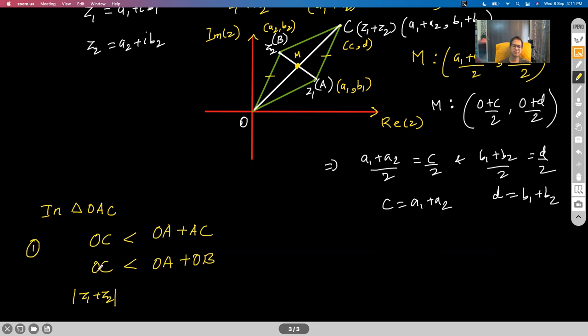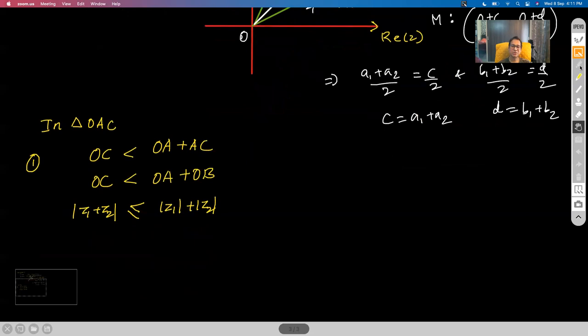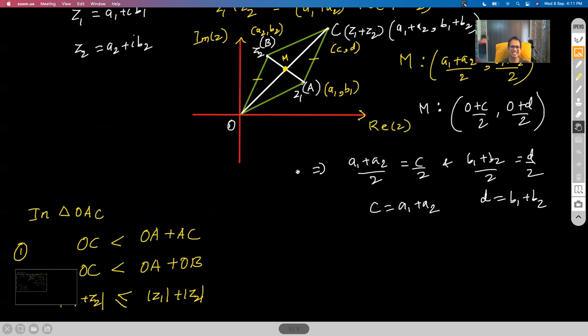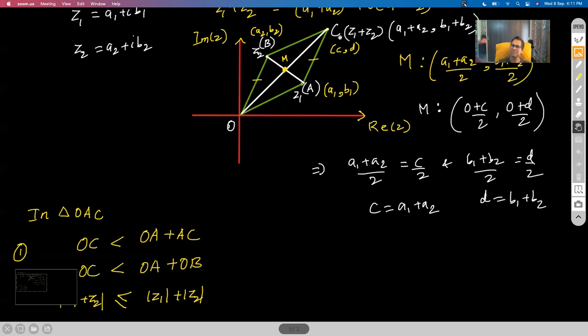So here I'm claiming that mod of Z1 plus Z2 will be less than mod Z1 plus mod Z2, but with a small modification, I say it is less than or equal to, right? Now, why less than or equal to? Because it is not necessary that OAC will definitely form a triangle. It may be flat also, isn't it? So what happens if your Z1 and Z2 are in the same line with O? Then there is no triangle getting formed, right? So as you can see, this parallelogram will become flat, so equality can also hold true.